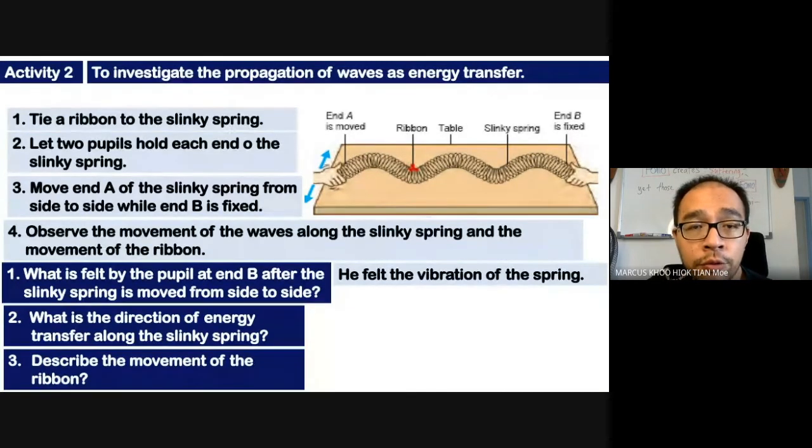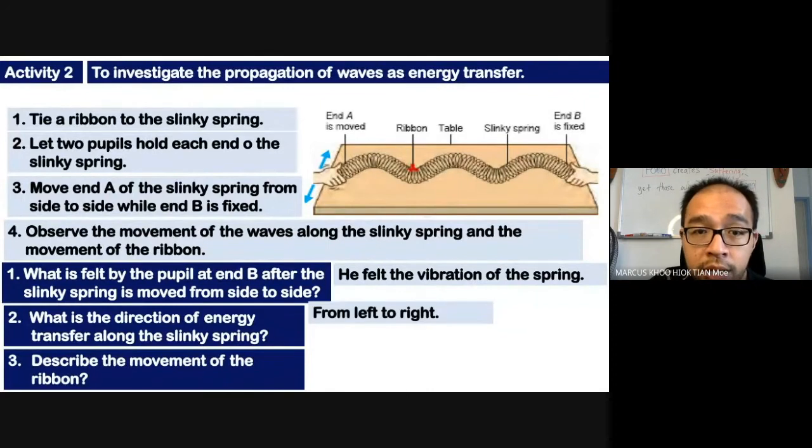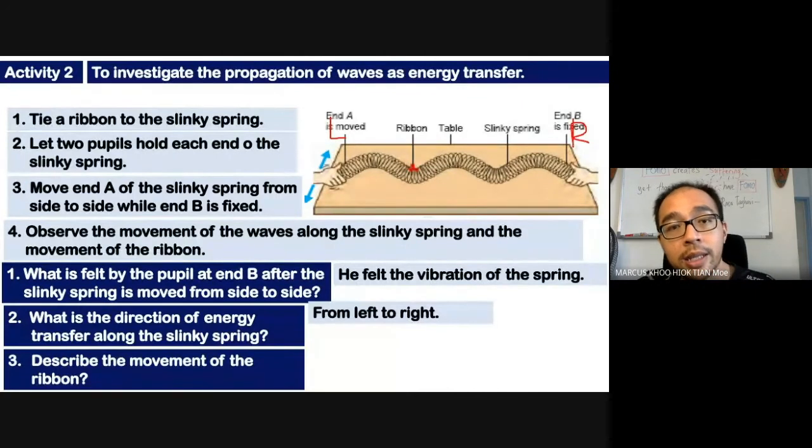Obviously, because he's not moving. A is moving left, right, left, right, left, right, but B is fixed. He is going to feel the energy. He's going to feel the vibration of the spring. What is the direction of the energy transfer? The energy is transferred from left to right over here. The energy is transferred this way.